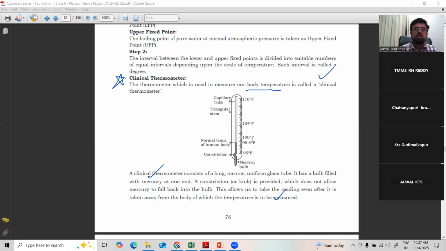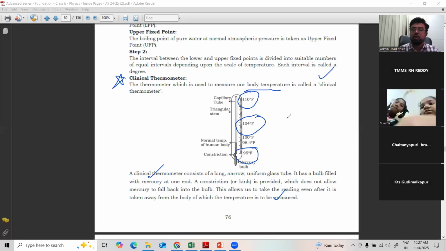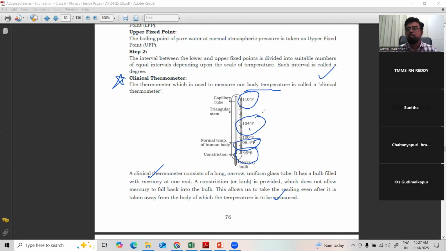In the case of a mercury thermometer, it starts from 95 Fahrenheit to 110 Fahrenheit. What Fahrenheit is, we will come across later, and how to convert it into Celsius also. So 98 Fahrenheit is the minimum and 104 the maximum for the body. Beyond that we cannot live.